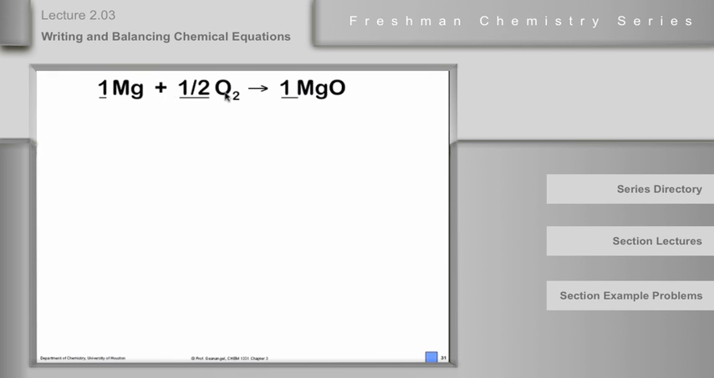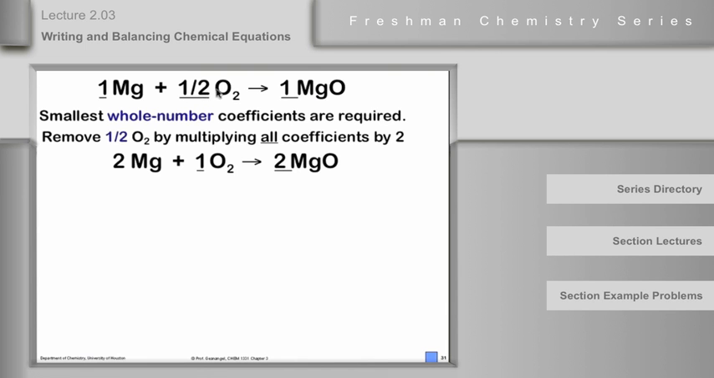So here's our fractional equation with a fractional coefficient in it. We have to get rid of that, and we do it the obvious way. We multiply all of these balancing coefficients by the smallest whole number that we can, and produce whole number results.